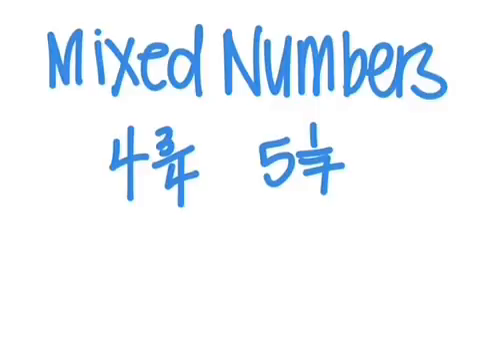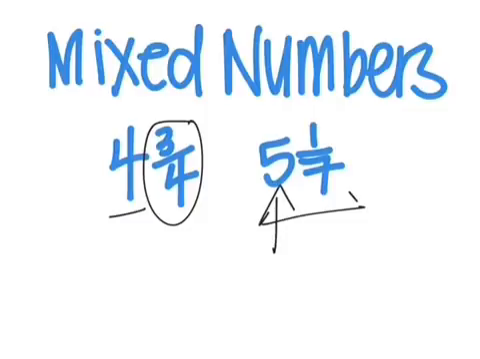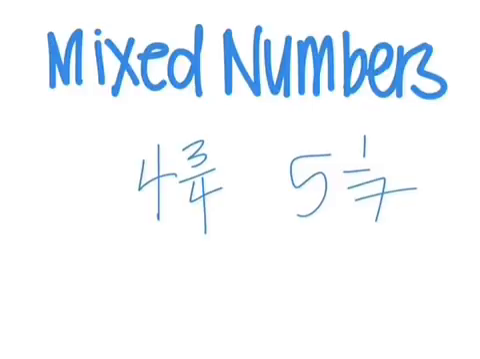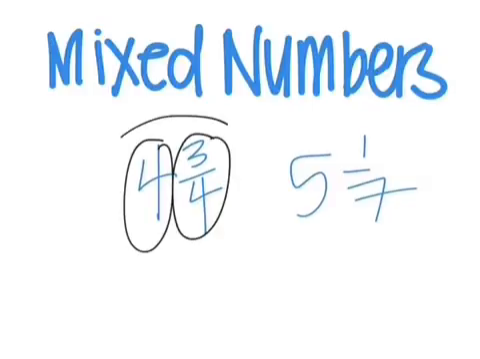So mixed numbers mean when you have a whole number and then a fractional piece of it. So like 4 1/2, 4 3/4, 5 1/7. A mixed number has a whole number and then a fractional part of a number. A mixed number is simply when you have a whole number and a fractional piece as one number. So 4 3/4 would be a mixed number. 5 1/7 would be a mixed number.